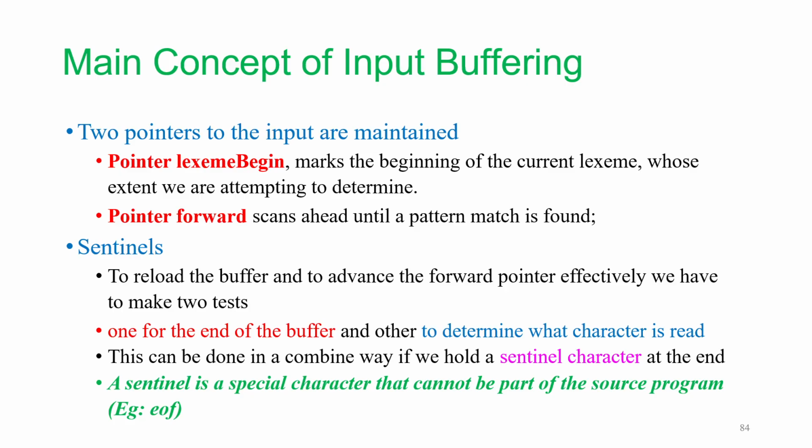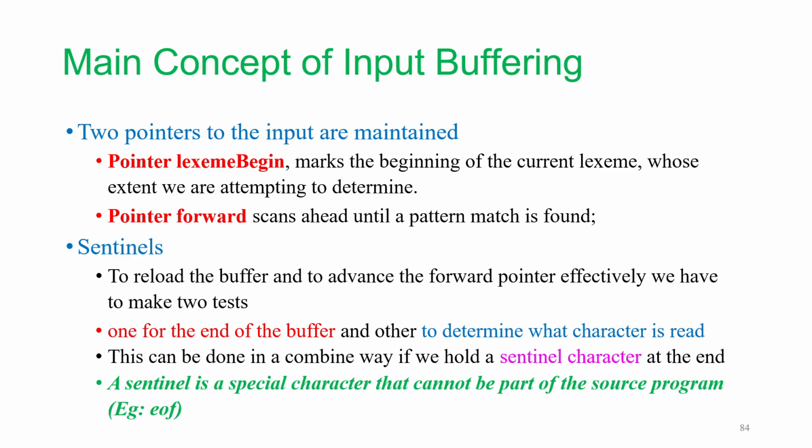There are two pointers, as I told. One is lexeme begin, the second is the forward pointer. The purpose of lexeme begin is that it marks the beginning of the current lexeme whose extent we are attempting to determine. The forward pointer scans ahead until a pattern match is found. These are the two pointers we are using for input buffering.